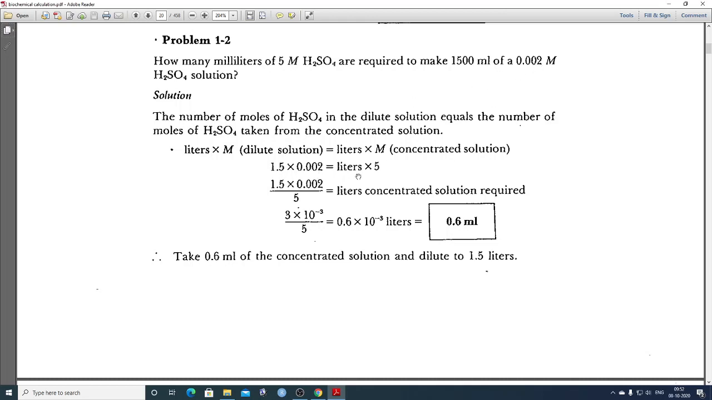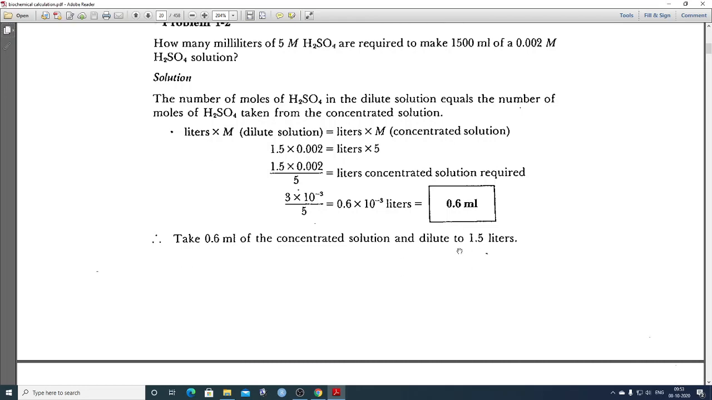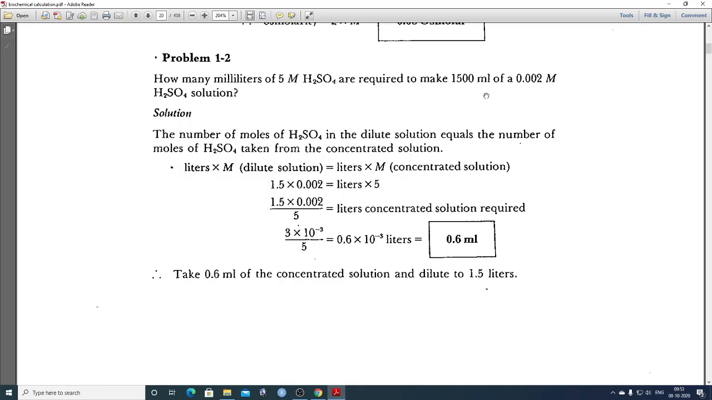So liters multiplied by molarity of dilute solution is equal to liters multiplied by molarity of concentrated solution. 1.5 liter we want to prepare, multiplied by 0.002 molar, is equal to how many liters will be needed of the 5 molar. If you rearrange this equation, taking 5 into the denominator, the liters of concentrated required will be 0.6 into 10 raised to minus 3 liter. Minus 3 liter means ml. So 0.6 ml of concentrated H2SO4 will be needed. If you take 0.6 ml of concentrated H2SO4 and dilute it up to 1.5 liter, then that solution will be the 0.002 molar solution.